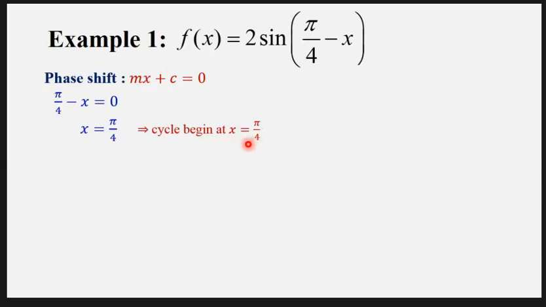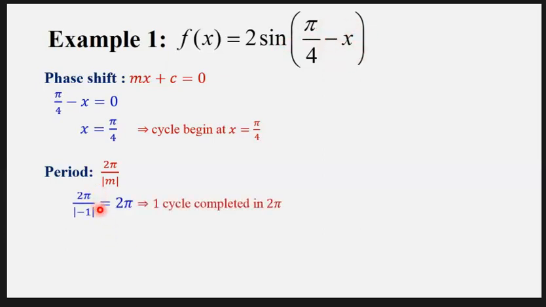Next, we would like to determine the period, where we have 2π divided by |m|, where |m| is the modulus of the coefficient of x here. So as a result, we have 2π over |−1|. The answer is 2π. So one cycle of the graph will complete in 2π.